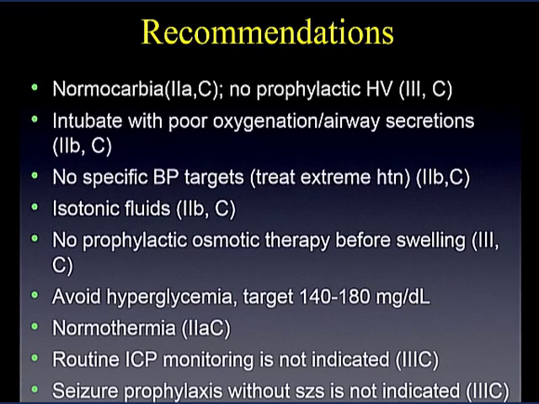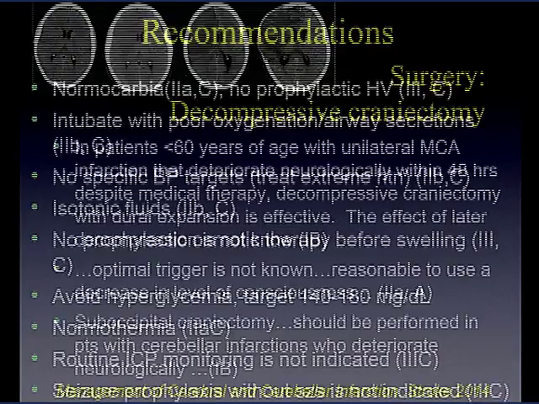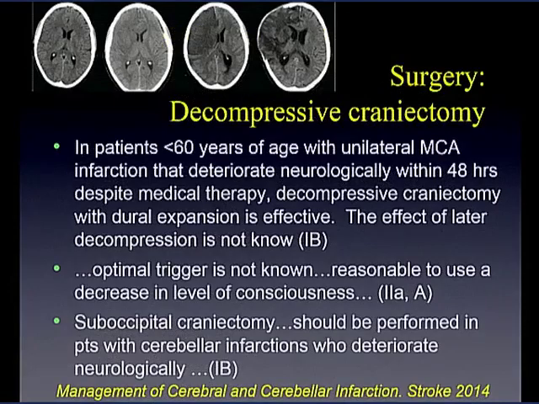And then seizure prophylaxis without seizures is not indicated, and that's not indicated either for subarachnoid hemorrhage patients, which is new in the guidelines as well. So we don't treat them with anticonvulsants because of the cognitive changes you get.